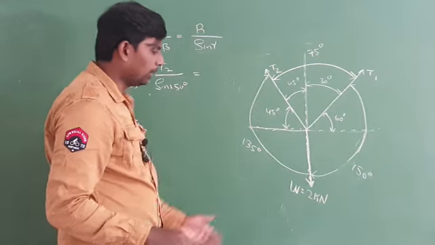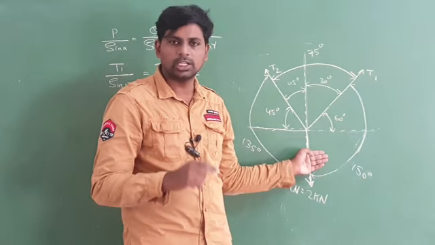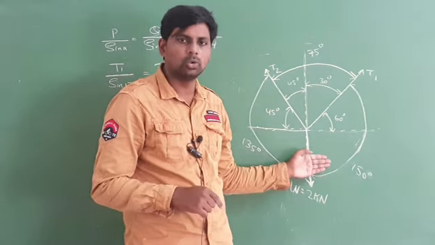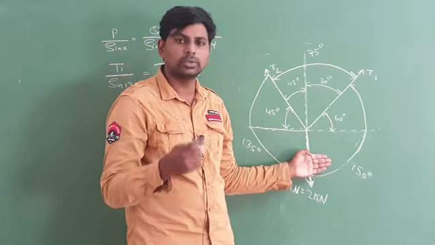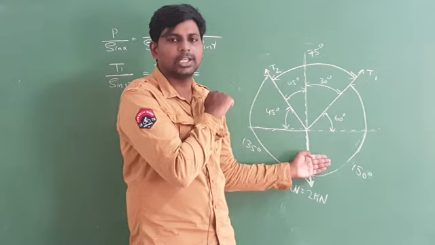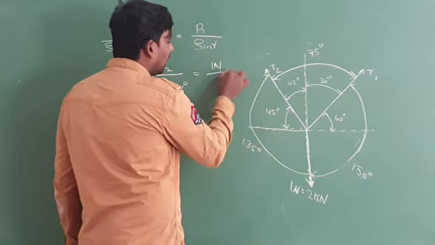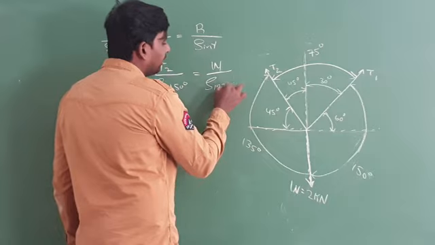If I selected W, meaning 2 kilonewton, totally how many forces are there? 3. Now I selected W. How many forces are remaining? 2, that is T1 and T2. Between these two, how much angle is there? 75 degree. So W by sine 75 degree.